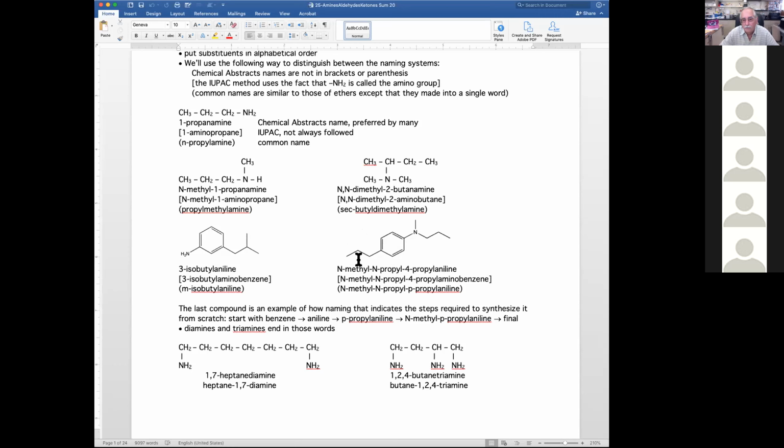And then what's on the nitrogen? We have a methyl and a propyl. So we have to say N-methyl-N-propyl. Do not say N,N-methylpropyl because that would mean something different. Every substituent gets an N, or a number if it's on a carbon.